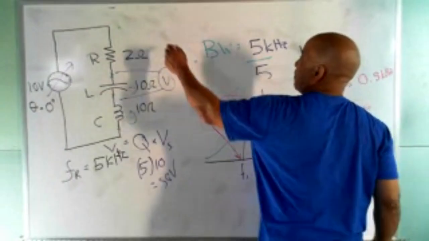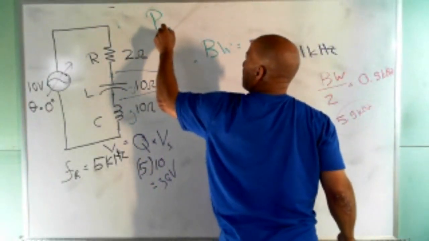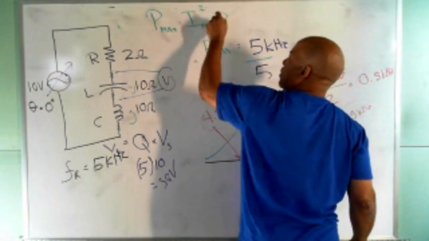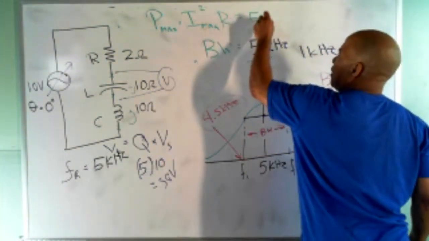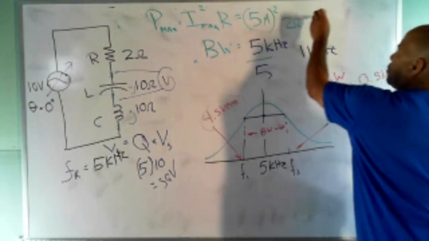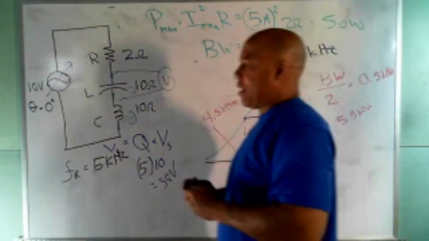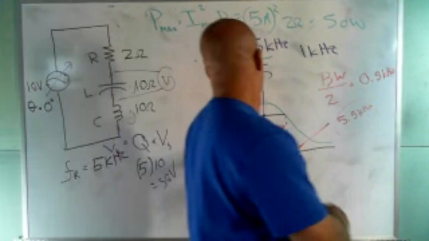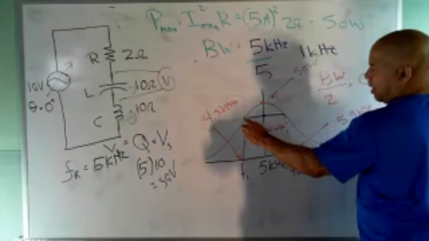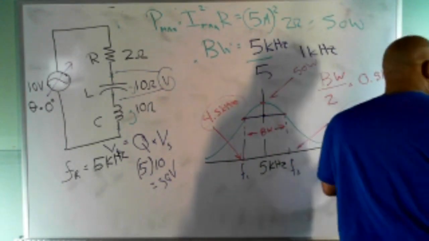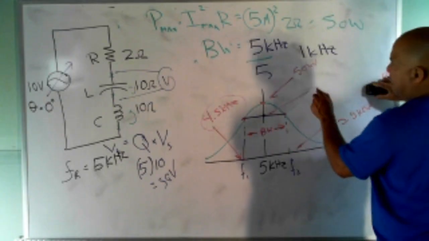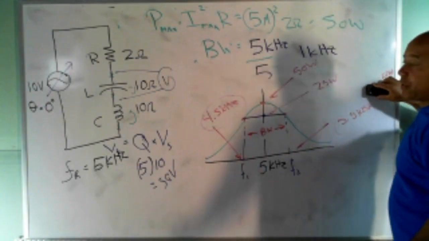My P max, the equation for P max was just I max squared times R. For I max, it was 5 amps, so I got 5 amps squared times 2 ohms. 25 times 2 is 50 watts. So at that top point right here, I have 50 watts. But they want to know the power at this point and this point. Well, that's the half power point, so it's going to be half of 50. At that half power point, the power is 25 watts. Okay, so that's easy to calculate.